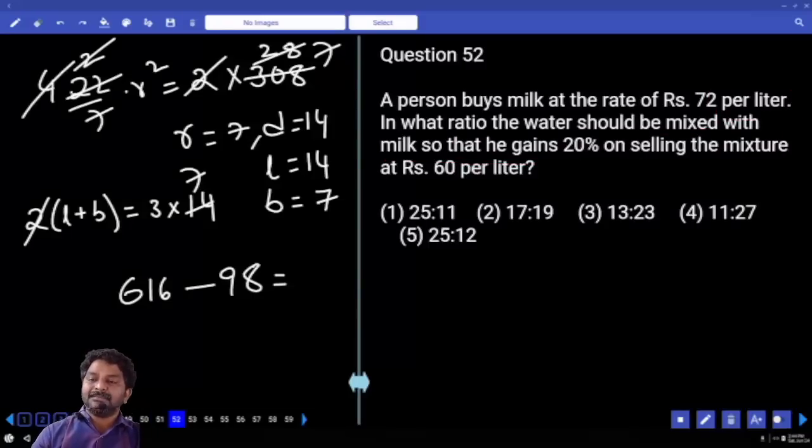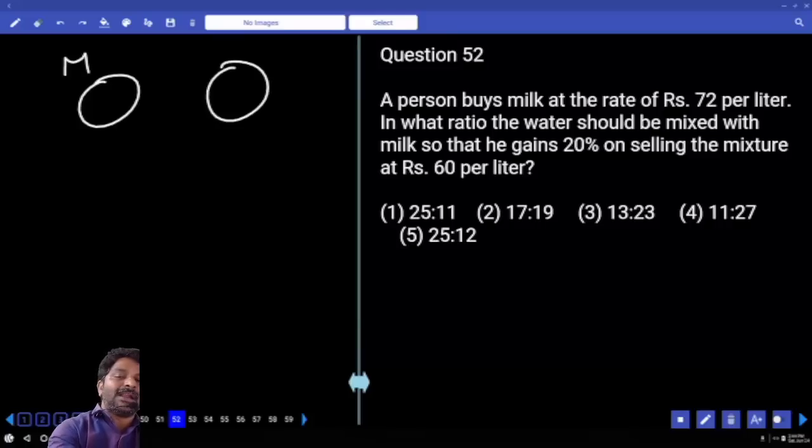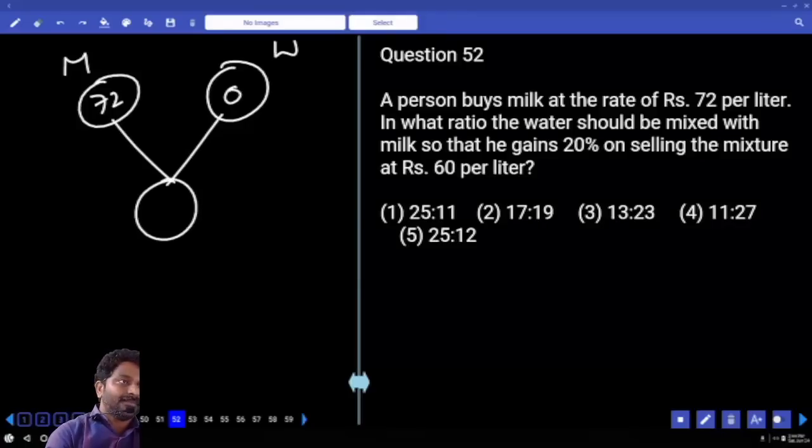A person buys milk at the rate of 72 rupees per liter. In what ratio should water be mixed with milk so that he gains 20% on selling the mixture at a price of 60 rupees per liter? So now we have to mix milk and then water. What is price of milk? 72. Water 0. When you mix these two, you will get a mixture.